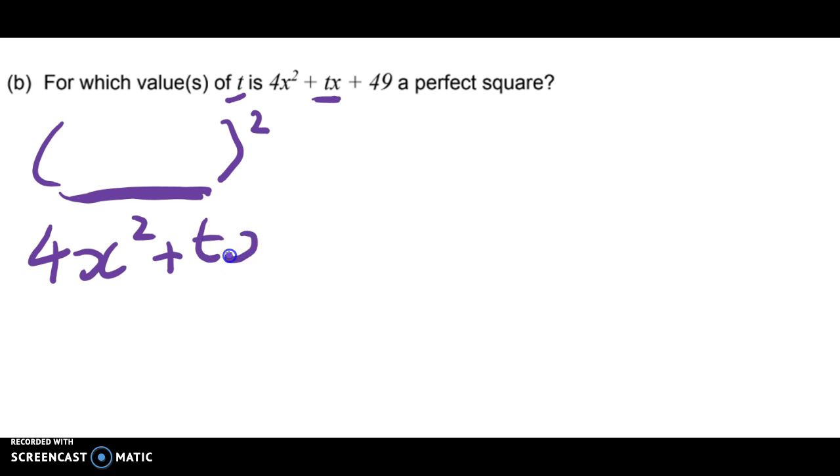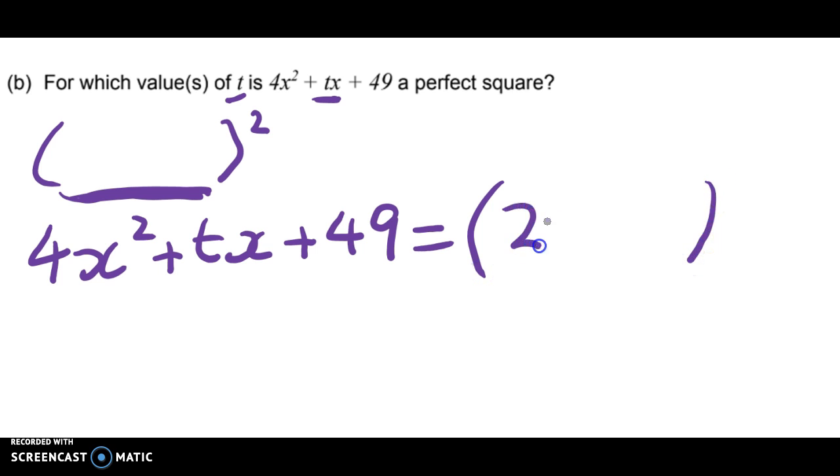So if you're in a hurry doing this question, you might look at it and think, oh yep, that's not too bad. We're going to look at the 4x squared and we're going to write down 2x. And now we need 2 numbers that multiply to 49. So it's going to be 2x plus 7 squared.